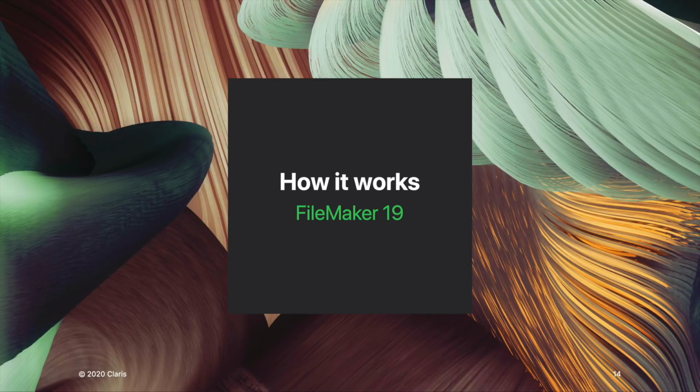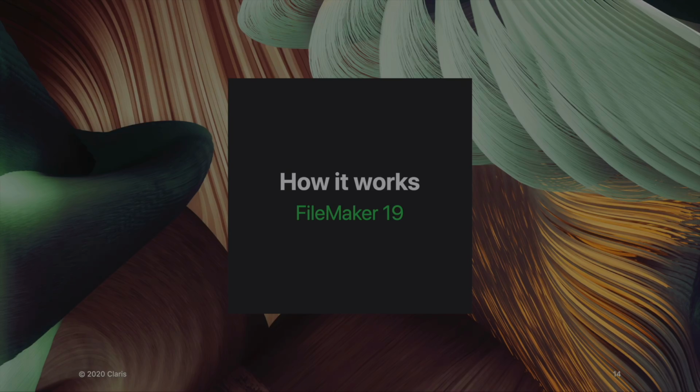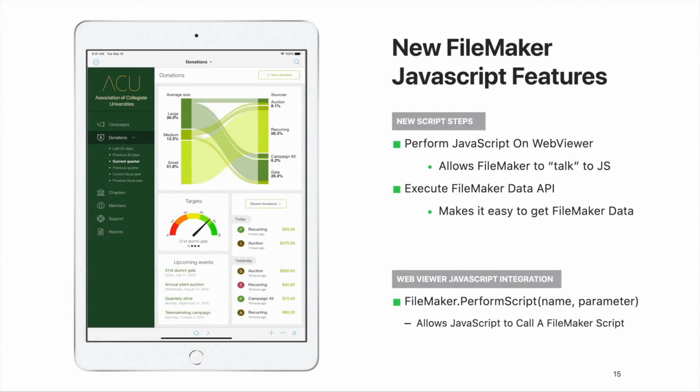So it's great. I hope by now you're getting the idea of how powerful it is to be able to add some of these libraries to your FileMaker application. And so now let's talk a little bit about how it actually works under the hood. How do we make this work? So first, let's talk about a couple of new script steps.